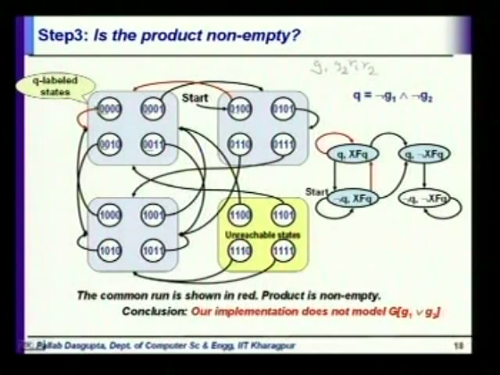That is a run which satisfies F q and therefore refutes the original requirement, which is G of not q. What was G of not q? G of not q is globally g1 or g2. That was the property that we originally wanted to prove. Now, we have found a counterexample for that because the negation of that property has an accepting run in the implementation.